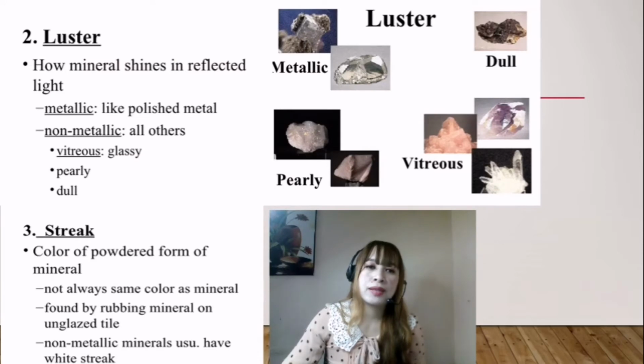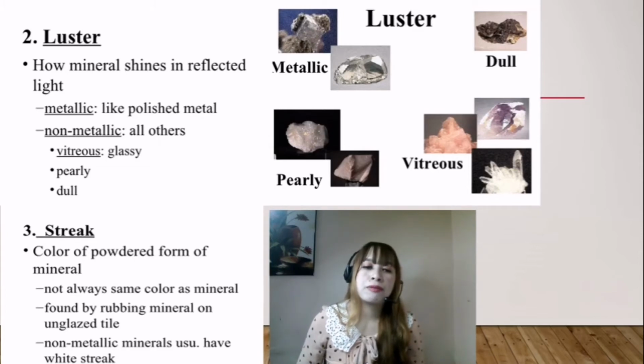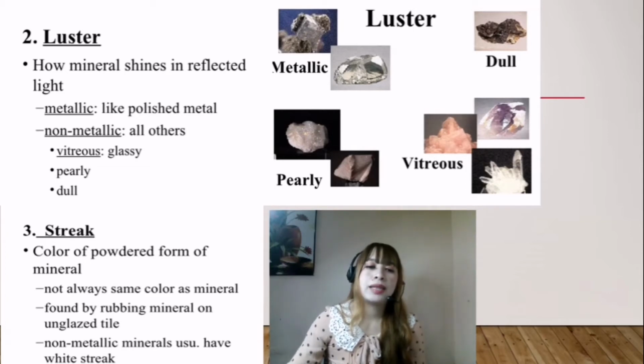Then the luster. The mineral shines when reflected to light, so we call it luster. When you say metallic, they're like polished metal, and non-metallic, all others like glassy, pearly, and dull. Next is the streak, the color of powdered form of mineral. It's not always the same color as the mineral. They're found by rubbing the mineral on an unglazed tile, and non-metallic minerals usually have a white streak. So when you rub it, it will produce a white streak, so that is non-metallic.